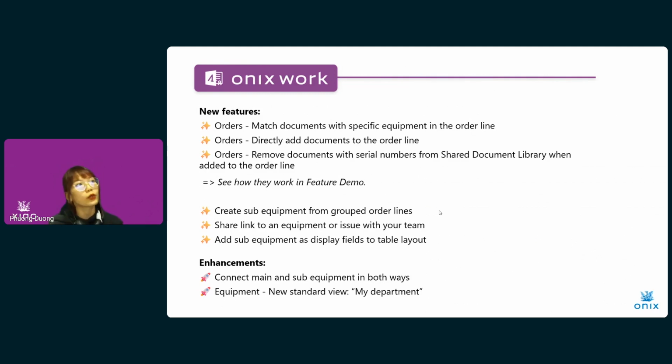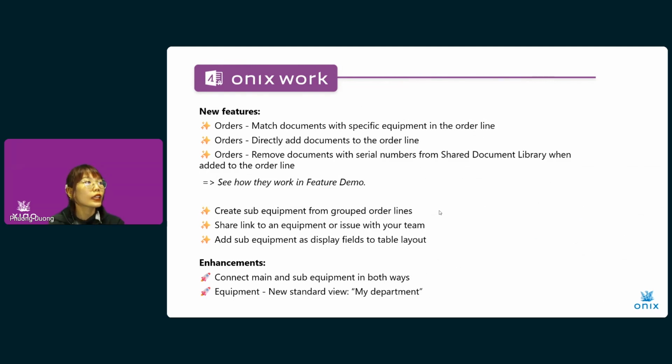Those are how you deal with the documents in an order line, how you can match documents with specific equipment, and how you can directly add documents to the order line without going through the shared document library. And if you're using documents with serial numbers that are meant for one-time use only, then you can just remove them from the shared document library after you have already added that document to the order line, so that you keep the shared document library organized and have a more focused view when it comes to document managing.